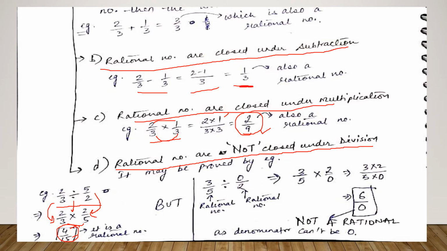So you must be saying, sir, why you have told us that it is not closed? It is coming as a rational number only. The thing is, there is one more example which is proving this thing as wrong. Let's see that example. Suppose you have a rational number 3 upon 5 divided by 0 upon 2. It is okay. This is a rational number because here q is not 0. Here p is 0. So it is a rational number.